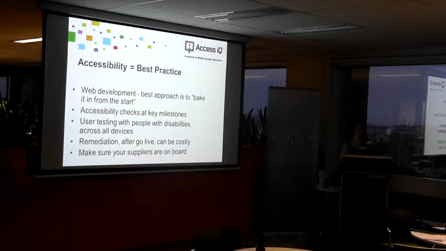So by actually conducting some user testing with people with a disability, you can see how they use a screen reader, or how they might navigate a site if they've got arthritis and they need bigger buttons, or they zoom it up. That provides a really effective way of making a website truly accessible. And remediation after go live can be really costly, so I also recommend that your suppliers and procurement are also on board.